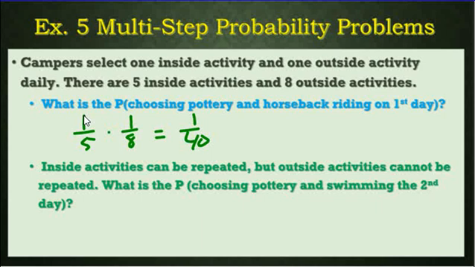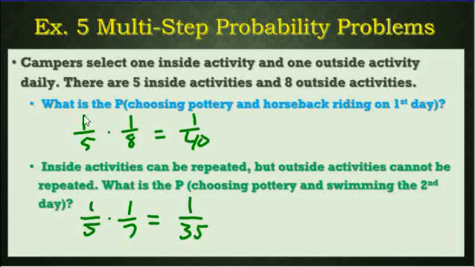Inside activities can be repeated, but outside activities cannot be repeated. What is the probability of choosing pottery and swimming on the second day? So it's still 1 out of 5 chances for pottery. And picking swimming, that would be 1 out of 7 because you can't reuse the horseback riding, so there's 1 less. That would give us a probability of 1 out of 35 chances. So that is our lesson on independent and dependent working with probability.